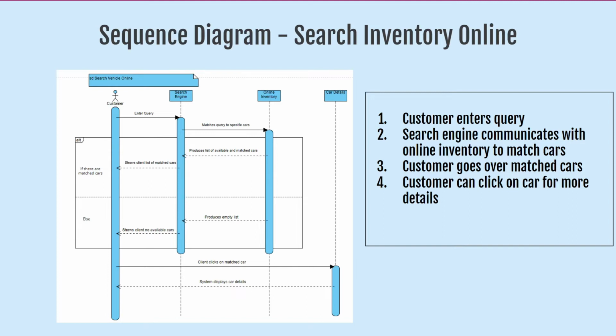Should there not be any matched cars based on the customer's query, the online inventory produces an empty list, and then the search engine provides the customer with an error saying that there are no cars available based on their search. And then if there are any matched cars, the customer is provided a list, and then they're able to scroll through this list and select any car for more details, and whatever car they select, the system will display all the car's details to the customer.